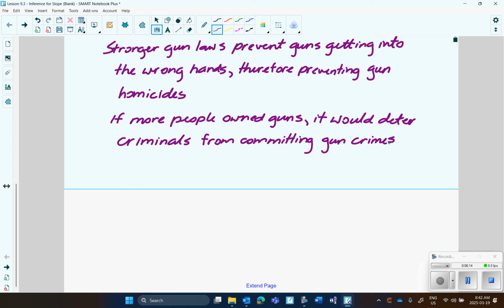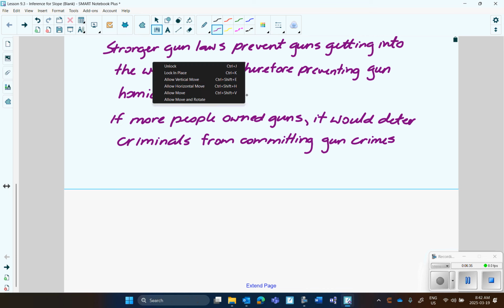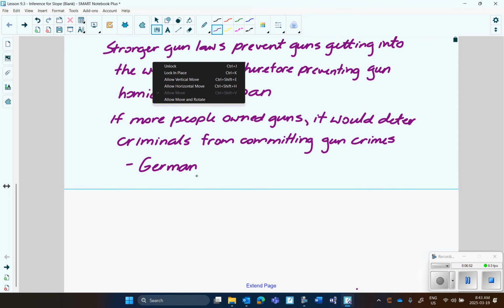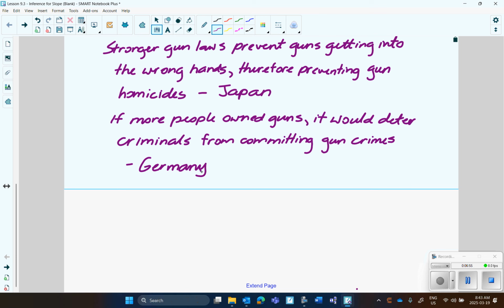It's hard to tell from the bar graph at the top, but on the second page, all the numbers are listed for those countries. And I'm just going to use two countries as examples. Where stronger gun laws prevent guns getting into the wrong hands, Japan seems to be a very good example. And if more people own guns, it would deter criminals: Germany actually seems to be a good example of that. The US does not.